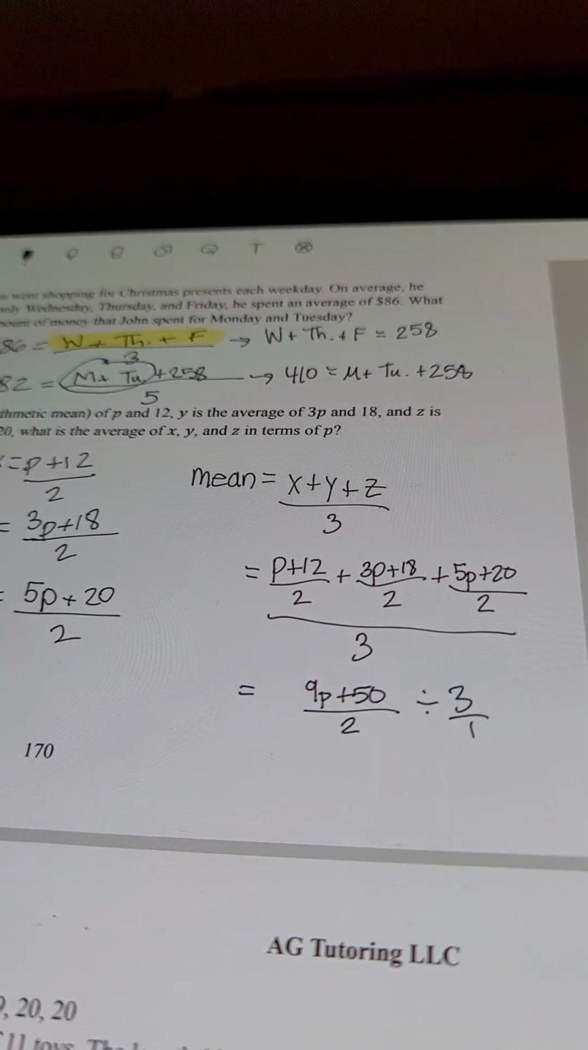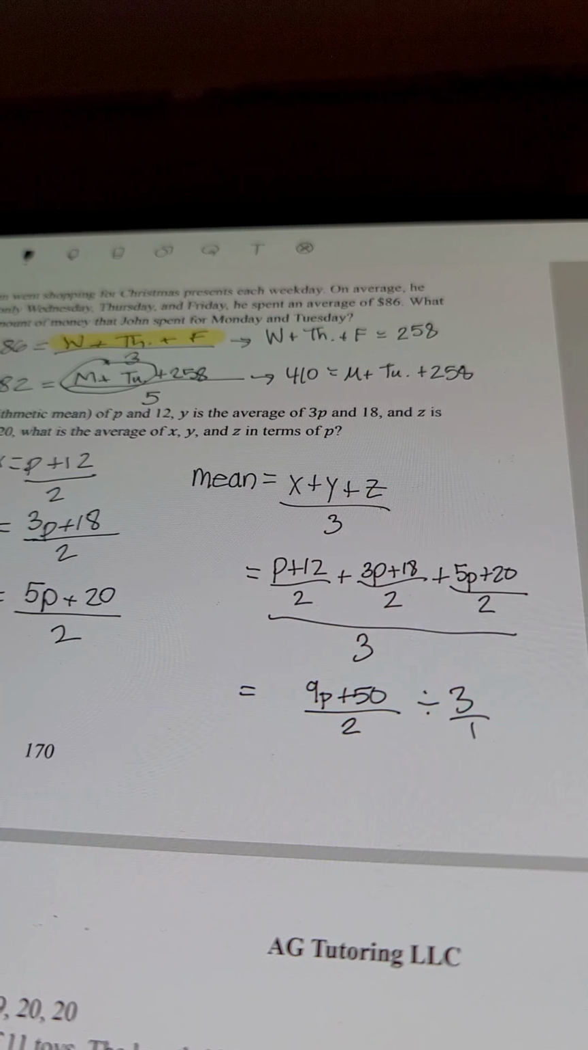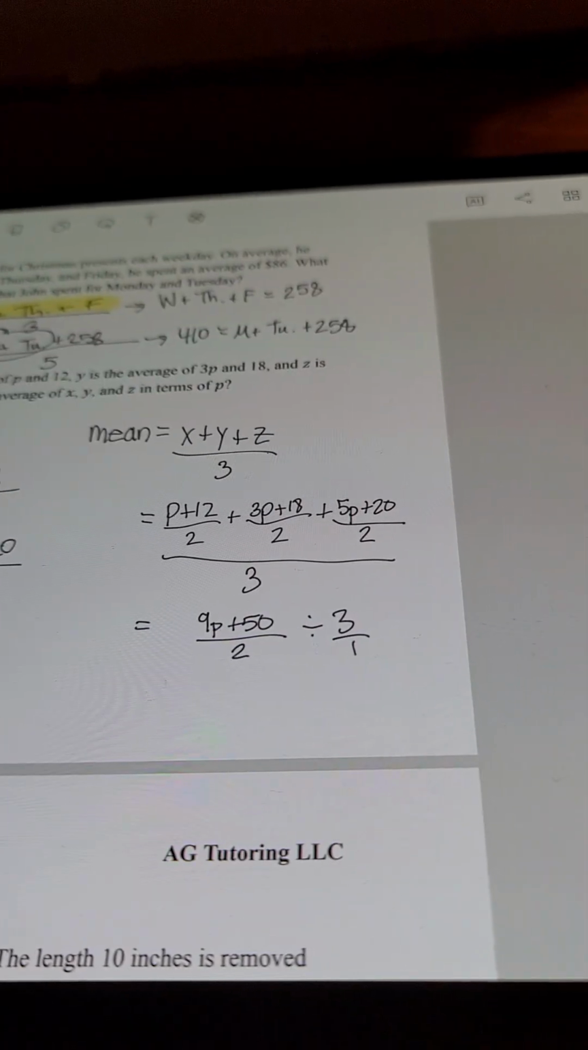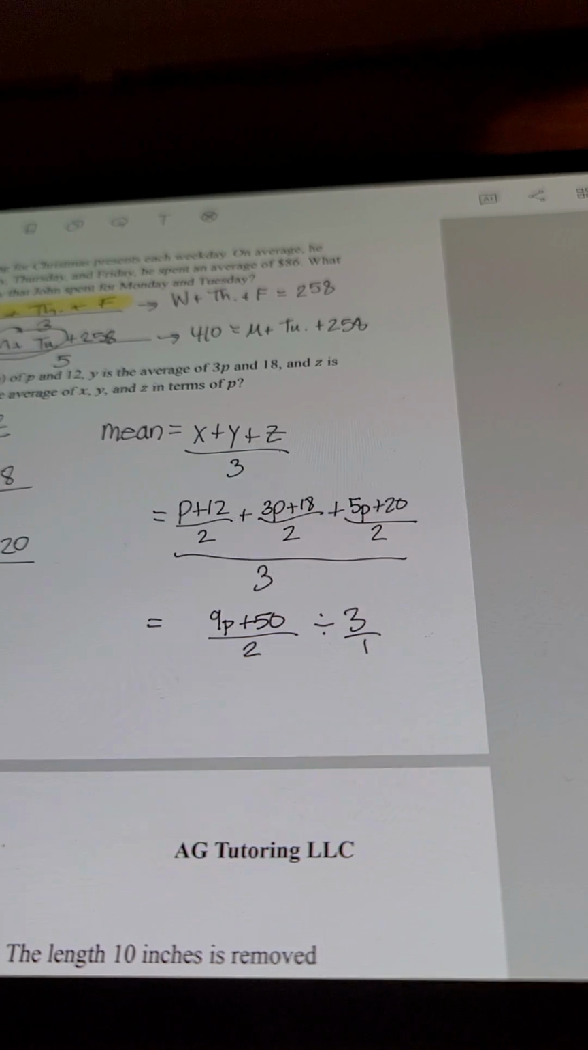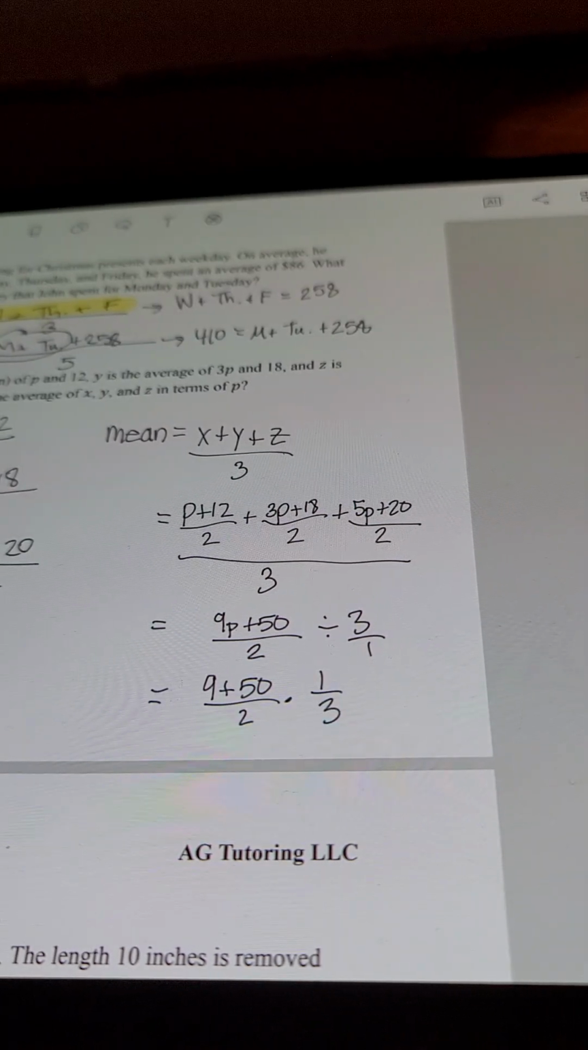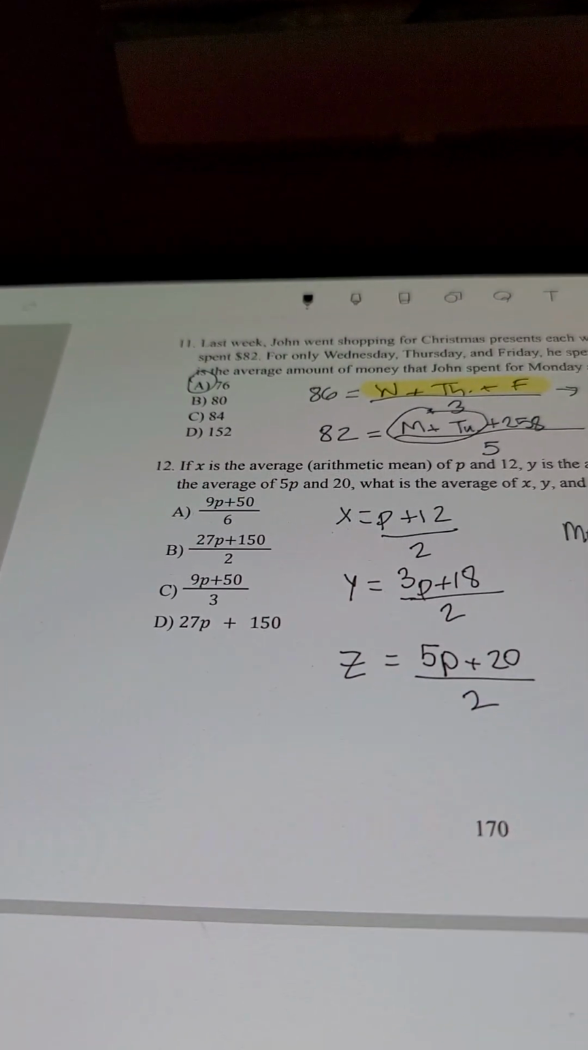So that essentially, because 3 is the same thing as 3 over 1. Now, if I'm dividing with fractions, I have to keep change flip, KCF. So let's do that. So I keep the first fraction, change division to multiplication, and then the 3 over 1 flips to become 1 over 3. Now I just need to multiply it. And I get that when I multiply it, so the answer should be A.